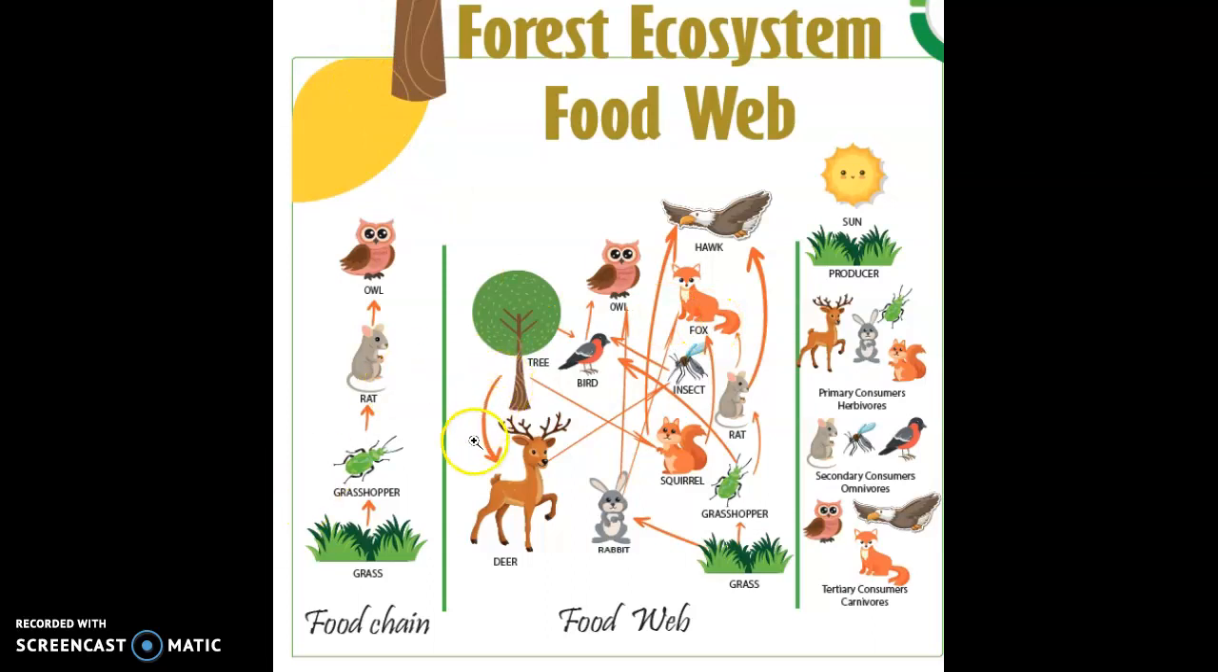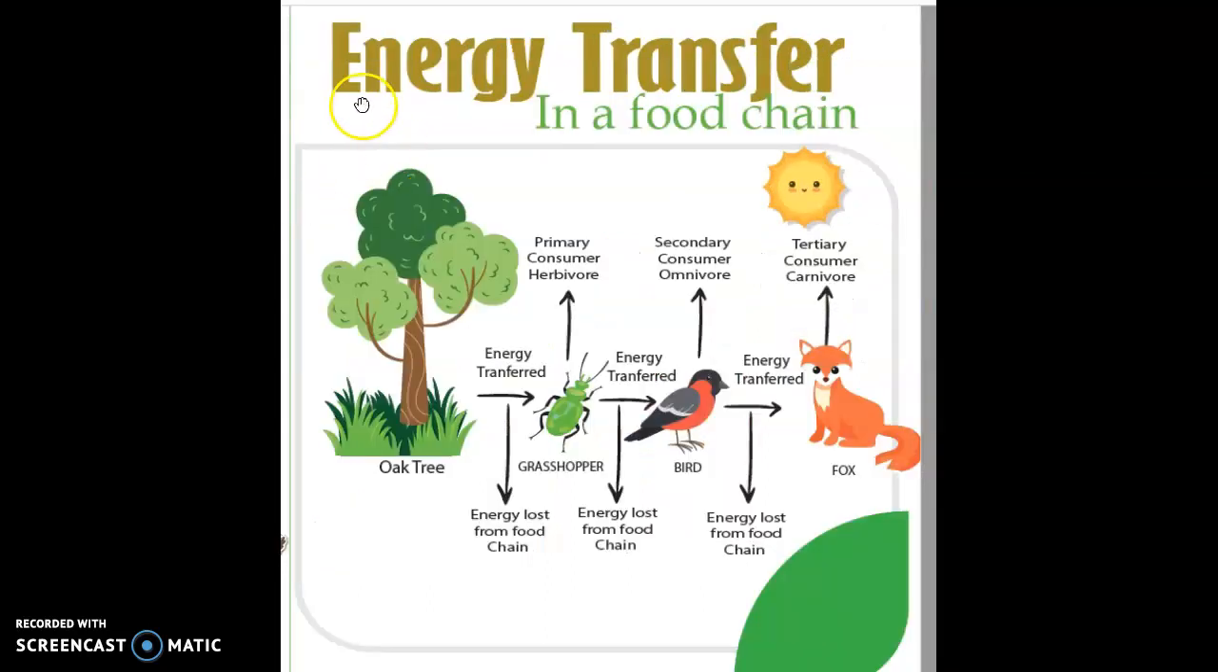The arrows represent the energy transferred from the producer, in this case the grass or the fruit of the tree, to the primary consumer, then the secondary consumer, and then to the tertiary consumer. This is an example of energy transfer in one food chain from the food web I built.